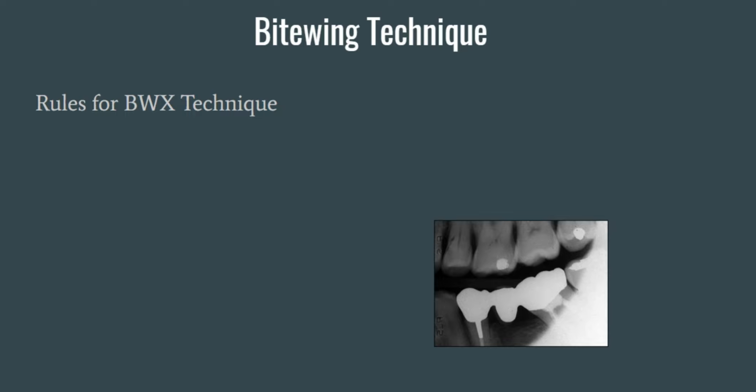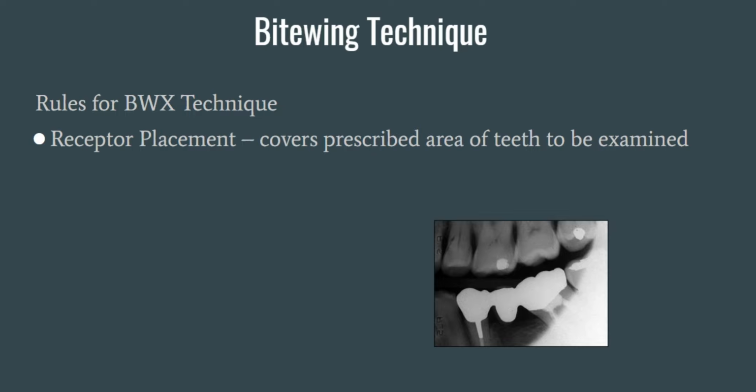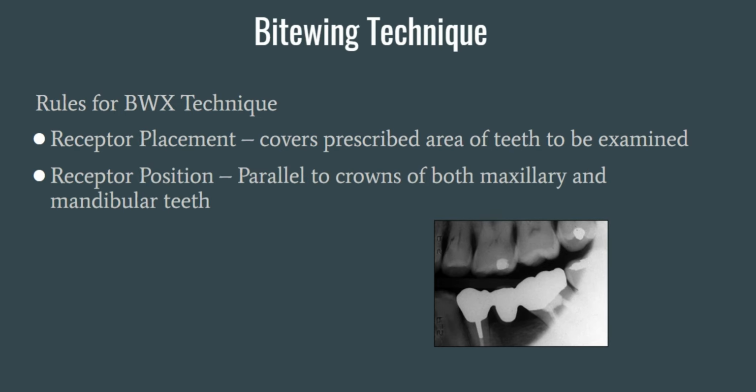Some rules to remember when you are taking bitewings. First one is going to be your receptor placement, whether it's the film or the sensor. You want to make sure that it covers the prescribed area for the teeth to be examined. Too far forward, you may cut off a tooth in the back. Too far back, you may cut off a tooth in the front. Next is the receptor position. It needs to be parallel to the crowns of both the maxillary and the mandibular teeth.